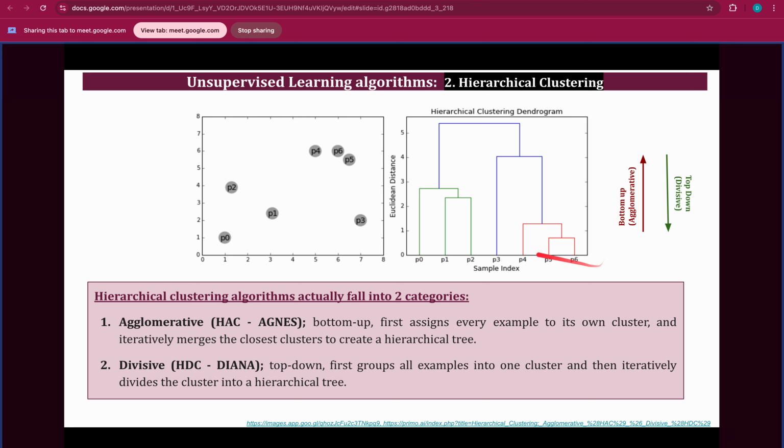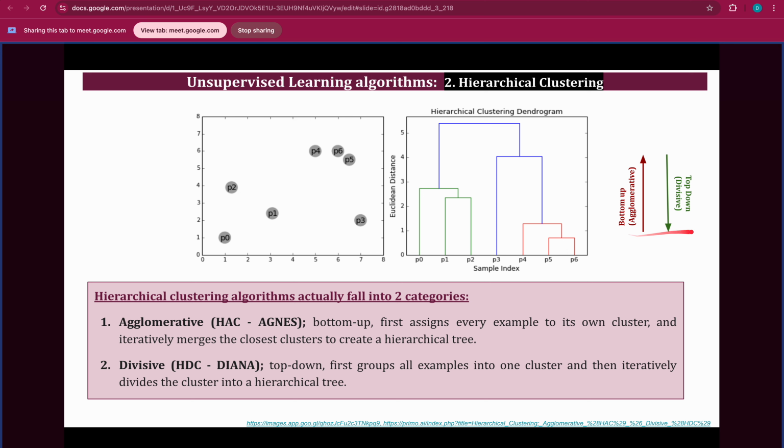So why is it bottom up? Because at the bottom we have multiple clusters listed, and as we move up we try to merge them. That's why it is known as agglomerative and bottom up. When we say top down, it means from the top we have a bigger cluster and we are splitting it into smaller clusters as we move down.